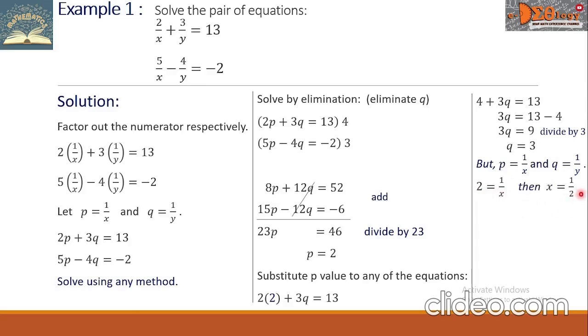Then let us solve for y. We have here q equals 1 over y. We substitute the value of q here as 3. So we have now 3 equals 1 over y. When we cross multiply, the value of y is 1/3. If we want to know if the answers are correct, we can substitute the x and y values in the original pair of equations. Then we will see that these equations are satisfied.